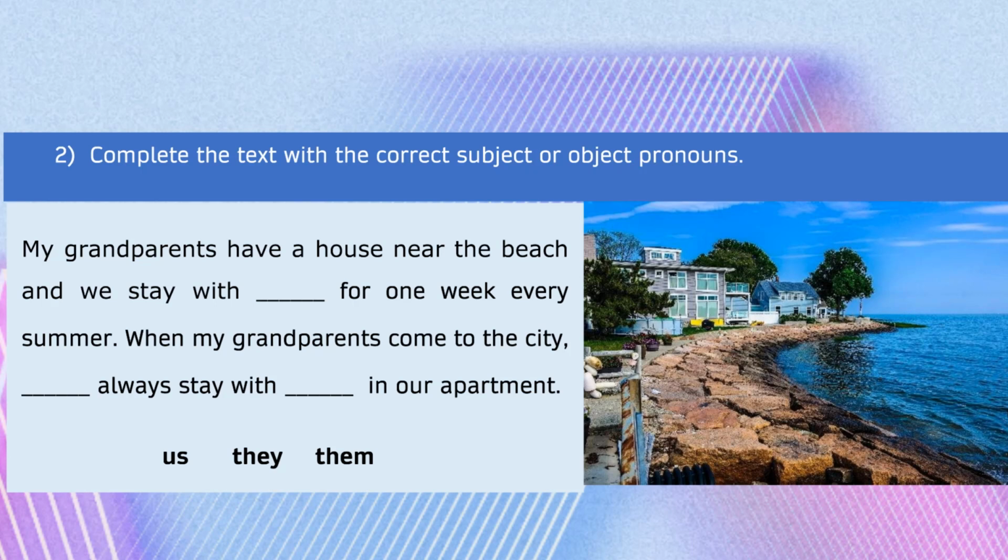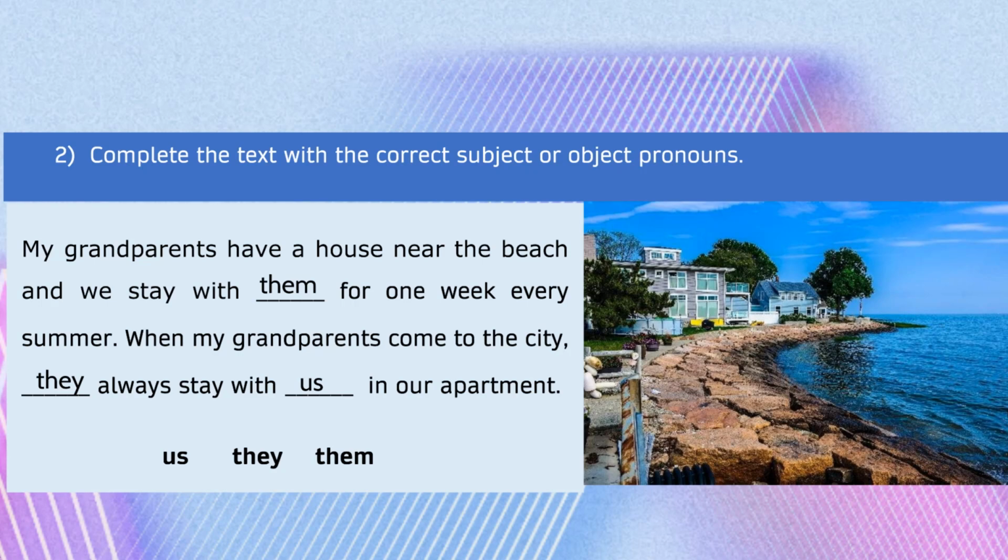Let's check. My grandparents have a house near the beach and we stay with them for 1 week every summer. When my grandparents come to the city, they always stay with us in our apartment. In this case, we have one subject pronoun, which is they, after the comma, and us and them after the preposition with.